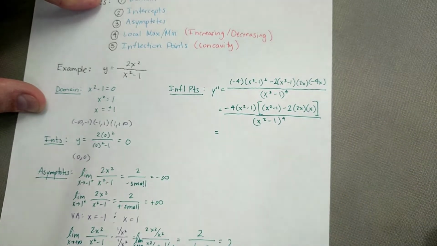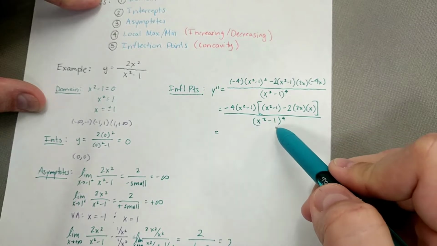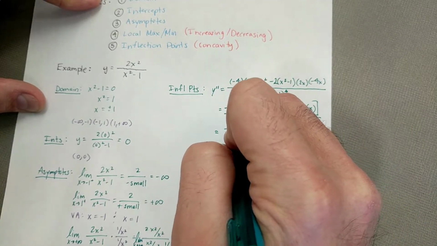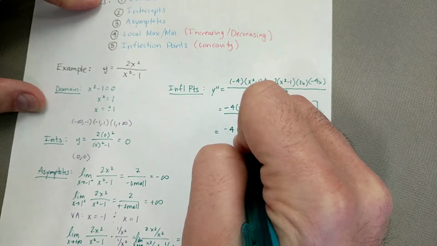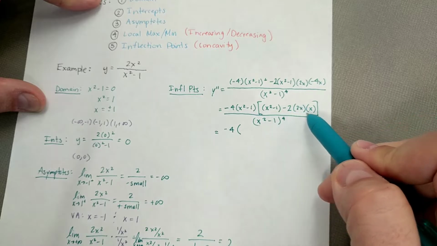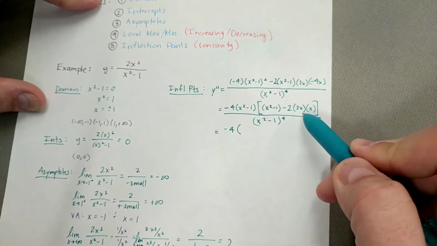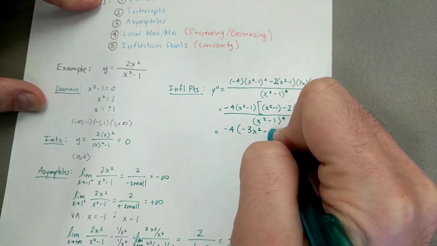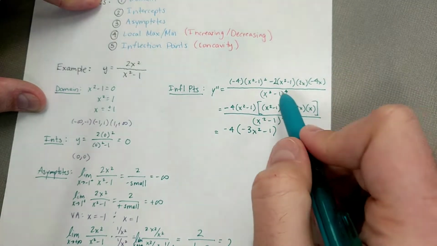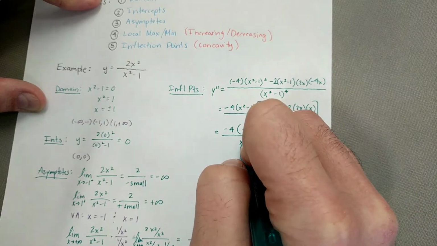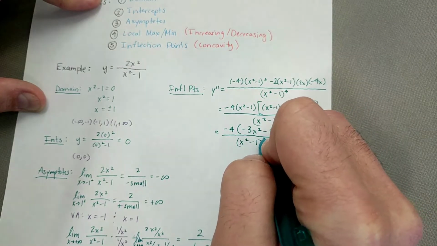So a couple things can happen here. First off, I have an x squared and an x squared in the numerator and denominator, so those will divide away. And I can simplify in here, because what I'll end up with is a negative 4x squared right here. So we'll have negative 3x squared minus 1. And that's hard brackets there, all over x squared minus 1 to the third power now.